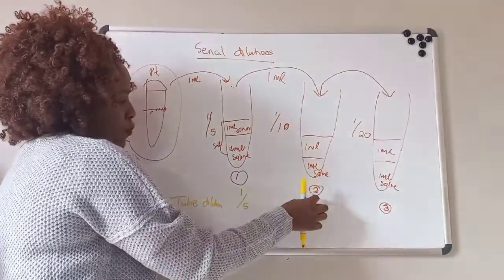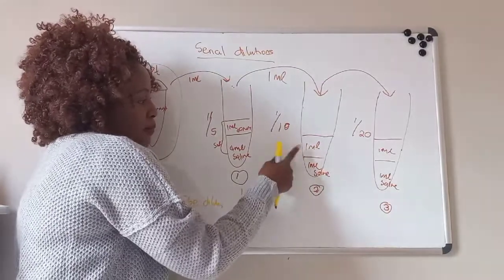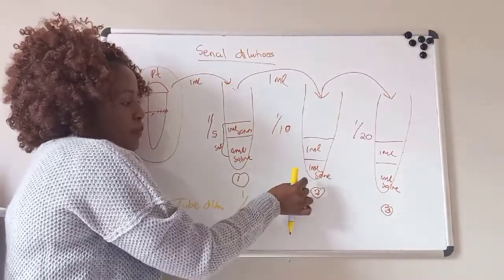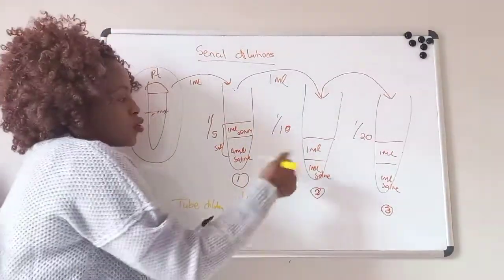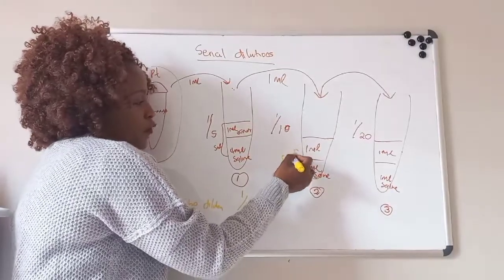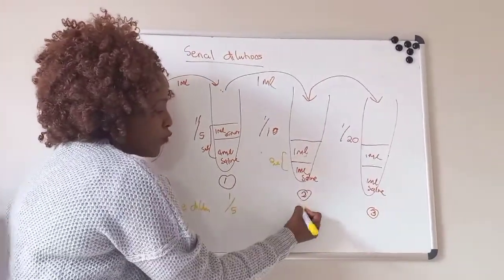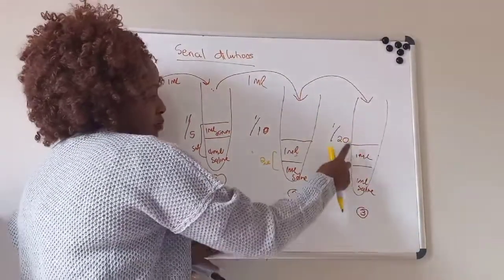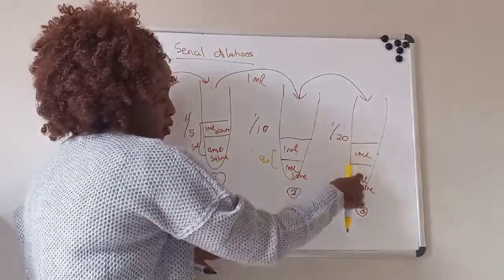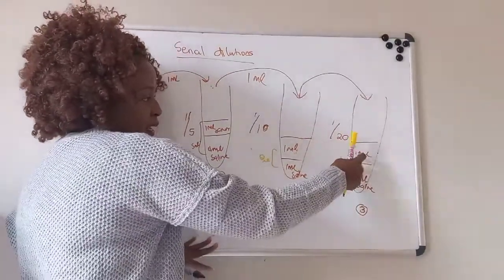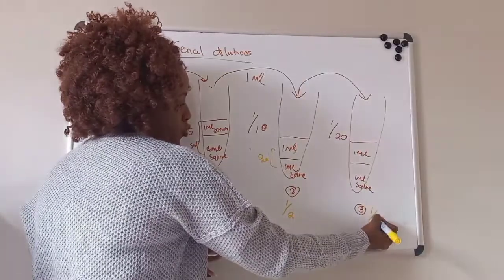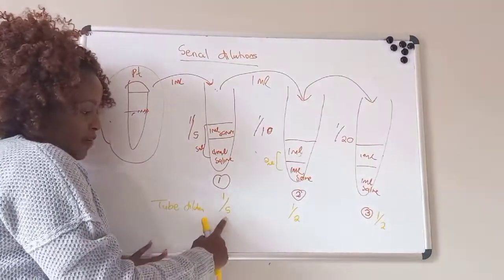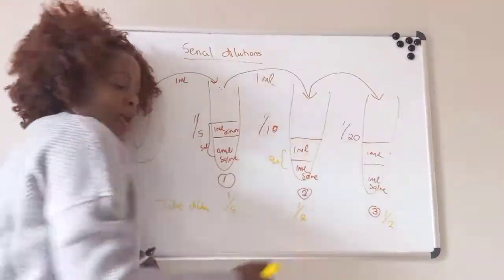Then when we get to tube number 2, I have used 1 mil of my solute, which I got from tube number 1, and 1 mil of saline, which is my diluent. These two give me a total volume of 2 mil, and this is my 1 part of solute. So it means I've done a 1 in 2. The same thing on tube number 3, I have done a 1 in 2 as well, because it's 1 mil of my saline and 1 mil of my solution from tube number 2. So that's what tube dilution is. You've done a 1 in 5 practically, a 1 in 2, and a 1 in 2.